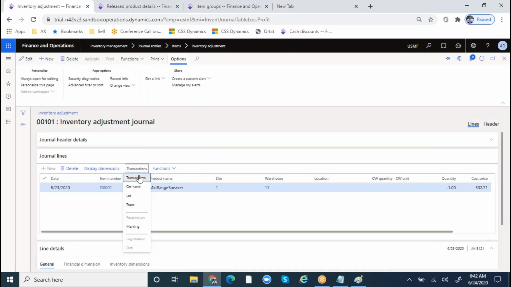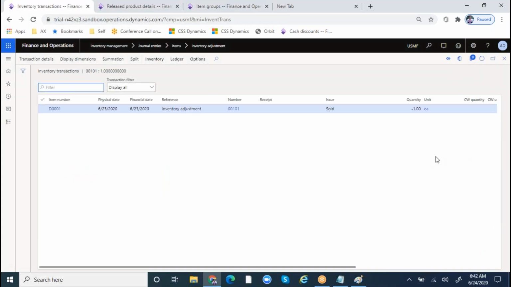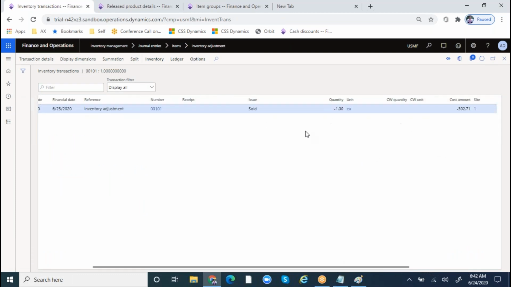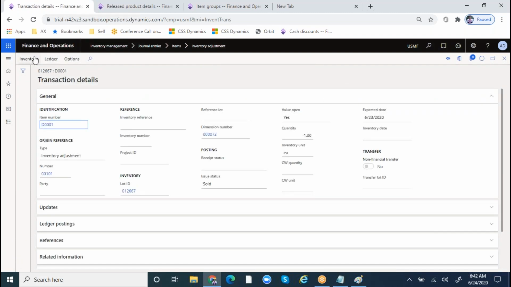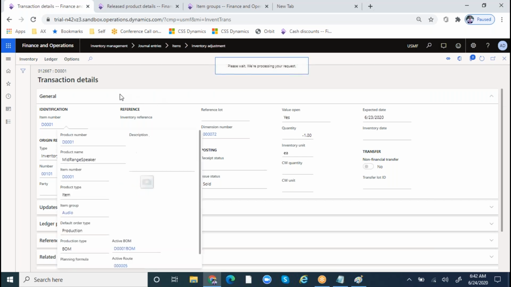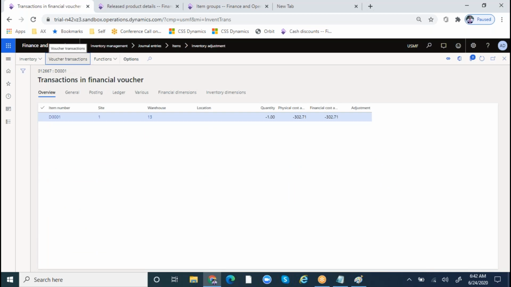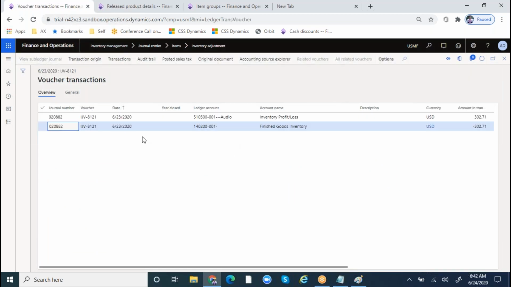I'm showing you from this. If you click on transactions, this is the inventory journal I have posted. This is the transaction, minus 50. And from here you can see the transactions and the voucher, the financial voucher. This is the voucher transaction. If you want to understand the voucher, this is the way. This is the way we need to identify.